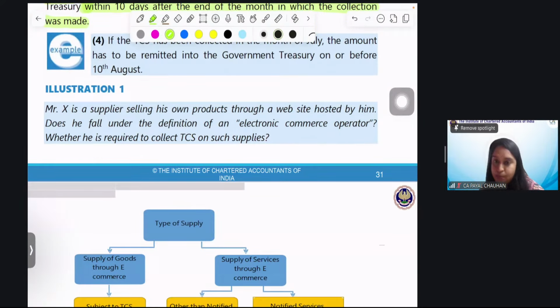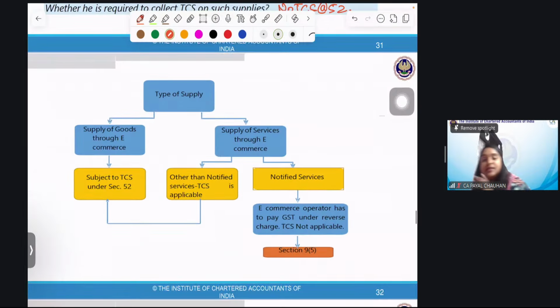Mr. X, perfect. Mr. X is a supplier selling his own product through a website hosted by him. I'm not reading it now. Tell me yourself. My own products are sold through my own website, and the answer is no TCS under section 52. Right, no TCS under section 52. Perfect.